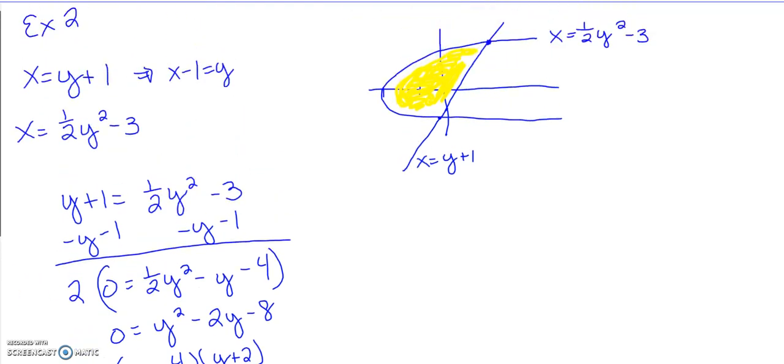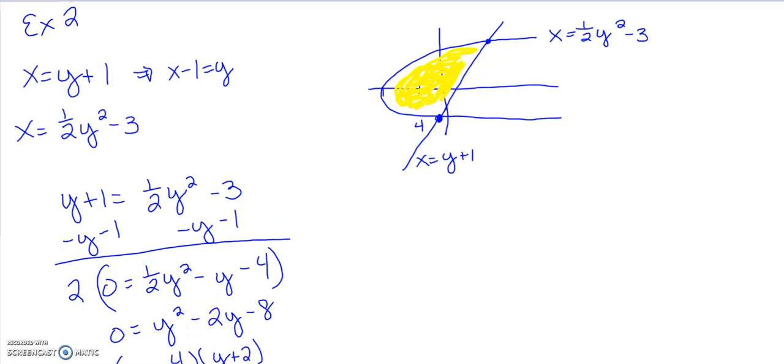Okay, so let's put this up here on our graph. So this will be 4, not 4. Silly goose people. Okay, let's try this again. So this is -2, and this is 4.